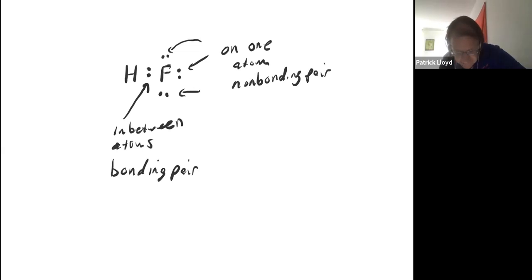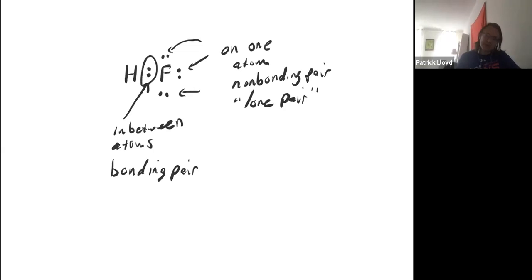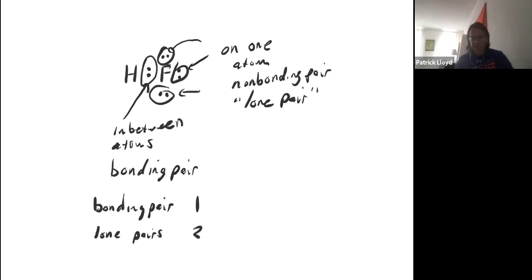Or lone pair. Alone, right? That pair is alone. It's only on one atom. So if you're going to count them as they ask you to do, it looks like there's only one bonding pair right there. So the number of bonding pairs is 1. A pair is 2, right? A pair of shoes. And then the lone pair, you would have 1, 2, 3. Relatively simple, okay? Bonding pairs and lone pairs.